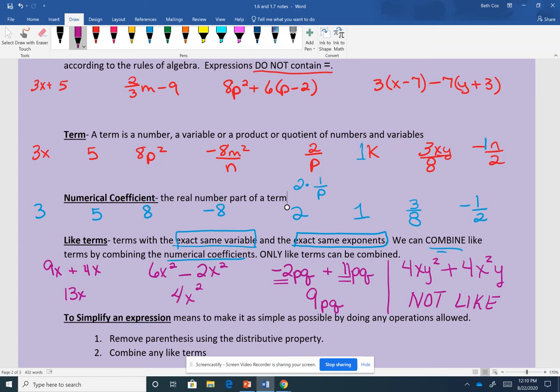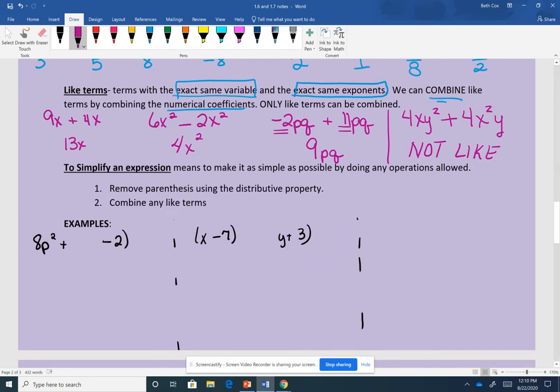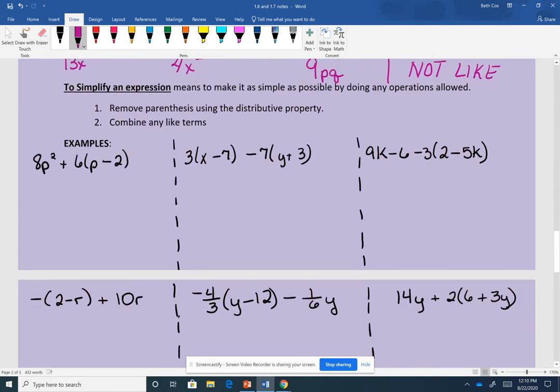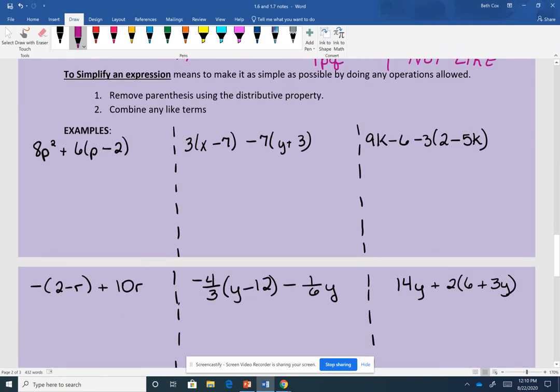Okay, so now, again, this is the most important section in the chapter. And now we're going to learn how to simplify expressions. This is the big deal. You're going to remove any parentheses using the distributive property. That was what we were building. And then we combine like terms if we have any. Now, sometimes we don't have any parentheses to do.